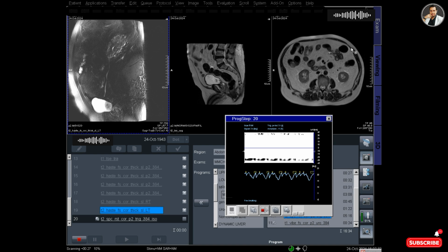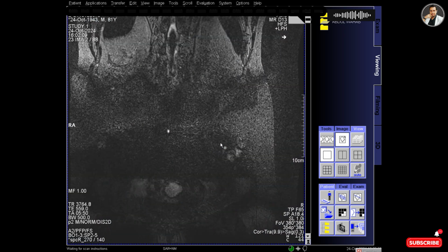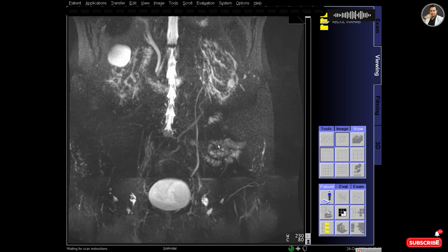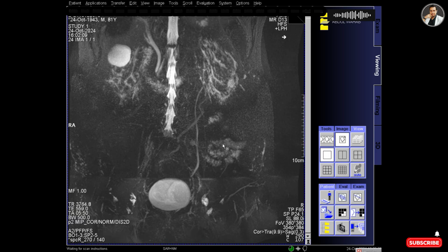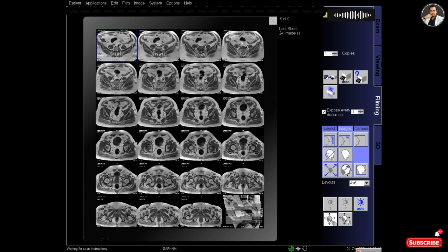I'm waiting for the T2 3D image to be finished, then I will post process the 3D. So this is the 3D protocol after IV saline administration, and take the patient out from the machine. The scan has completed.